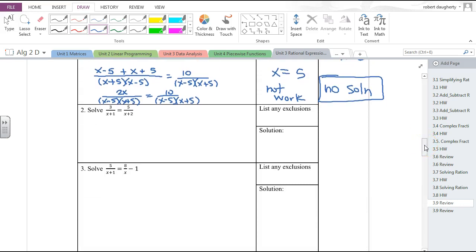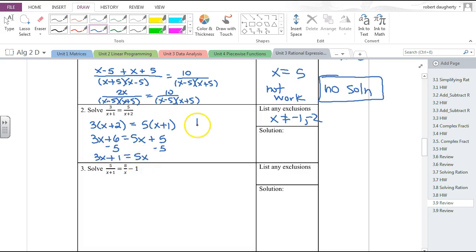Here I have it in the form of fraction over fraction. I can just cross multiply. So 3 times x plus 2 equal 5 times x plus 1. My exclusions are x cannot be -1 or -2. So this is 3x plus 6 equal 5x plus 5. If I subtract 5 from both sides, then I get 3x plus 1 equal 5x.